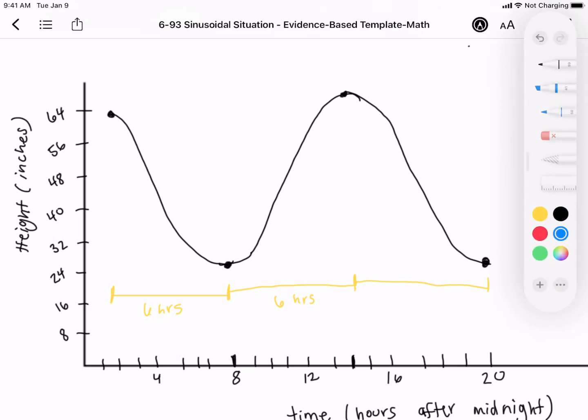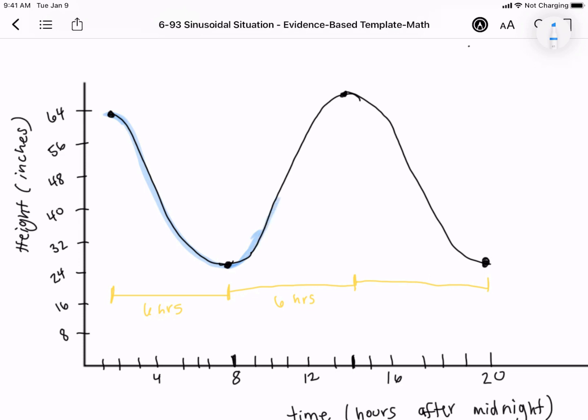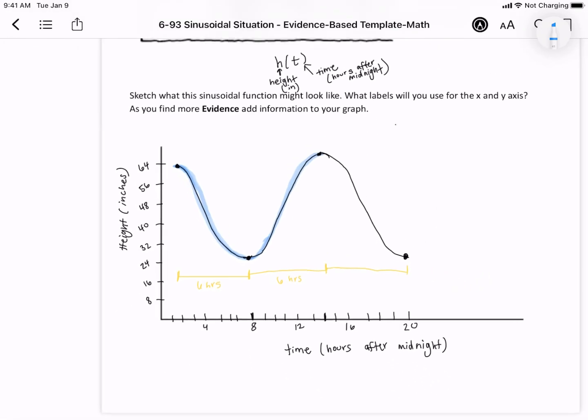So I'm going to highlight this wave. There's a nice wave. Whee! That's one cycle. And we'll use this cycle to write an equation. Let's write an equation of that.